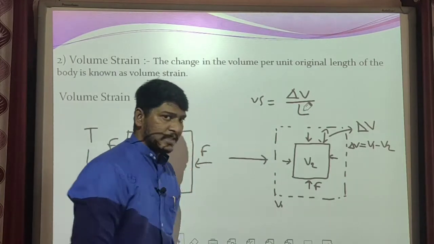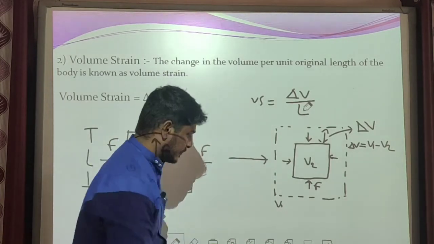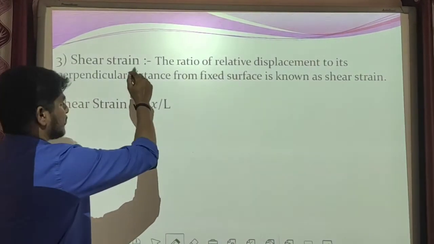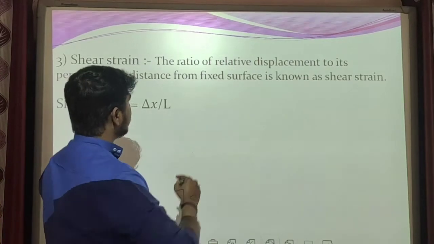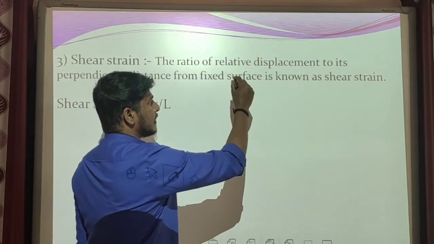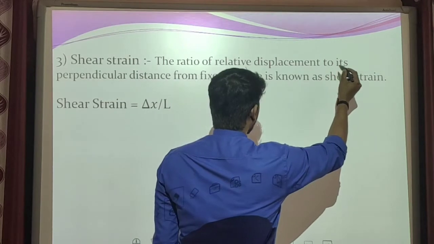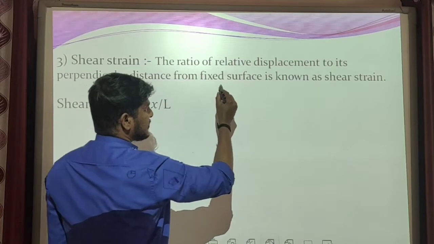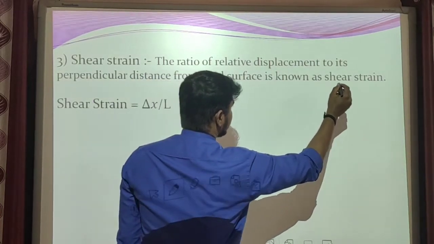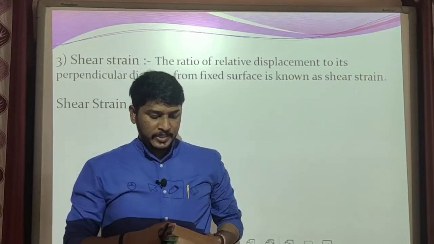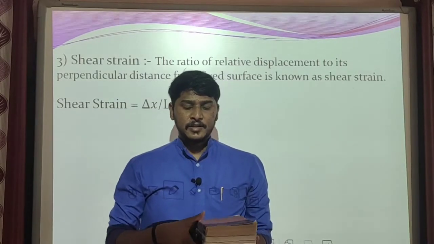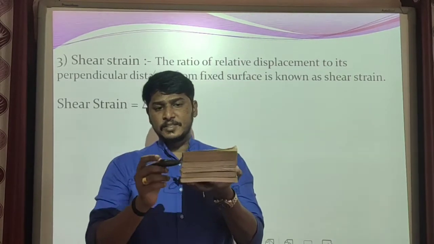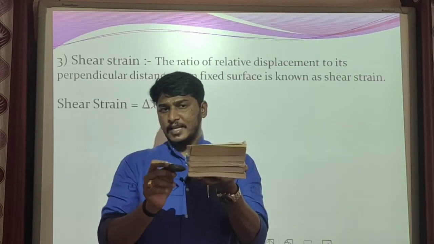Now let us see the next type of strain, that is shear strain. Shear strain is the ratio of relative displacement to its perpendicular distance from the fixed surface. To explain shear strain, we need to take one object; it has some length L.